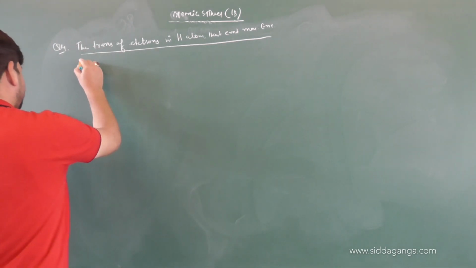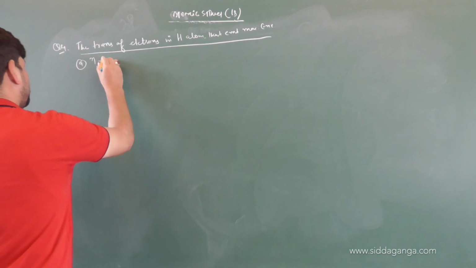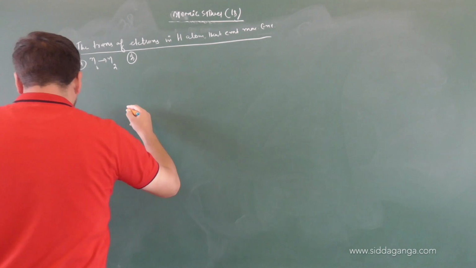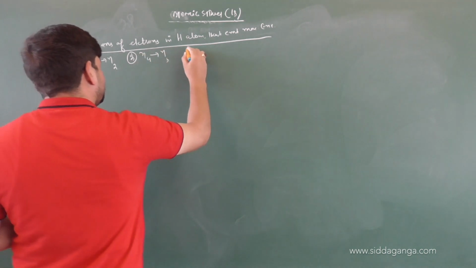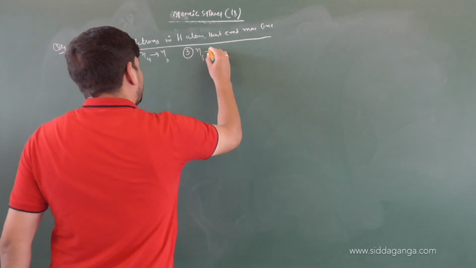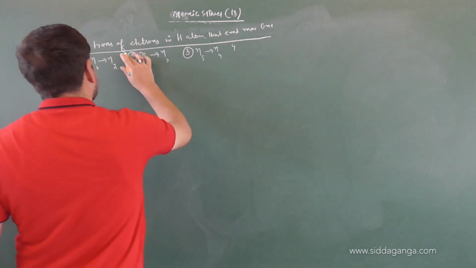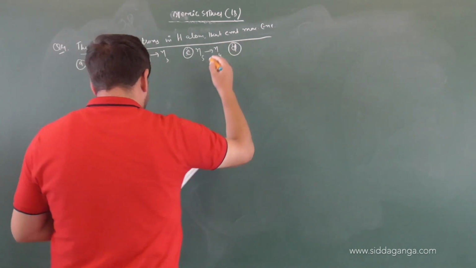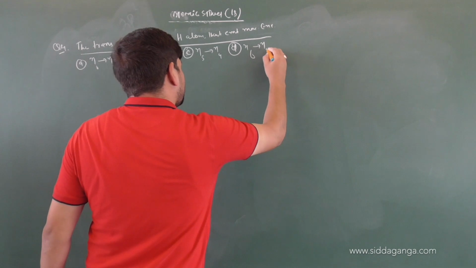So options are: option 1, N3 to N2; option 2, N4 to N3; option 3, N5 to N4; option 4, N6 to N5.